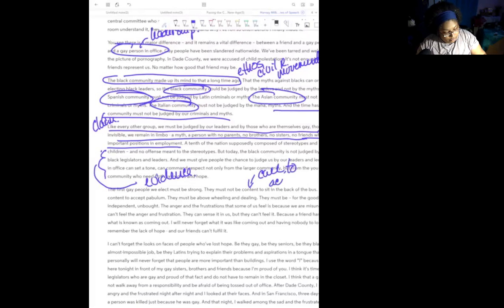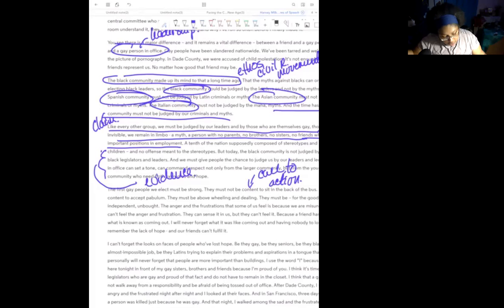The first gay people we elect must be strong. They must not be content to sit in the back of the bus. They must not be content to accept. They must be above wheeling and dealing. They must be for the good of all of us, independent, unbought.